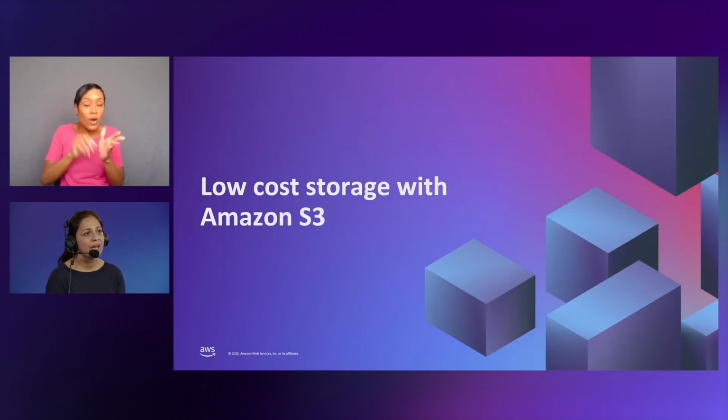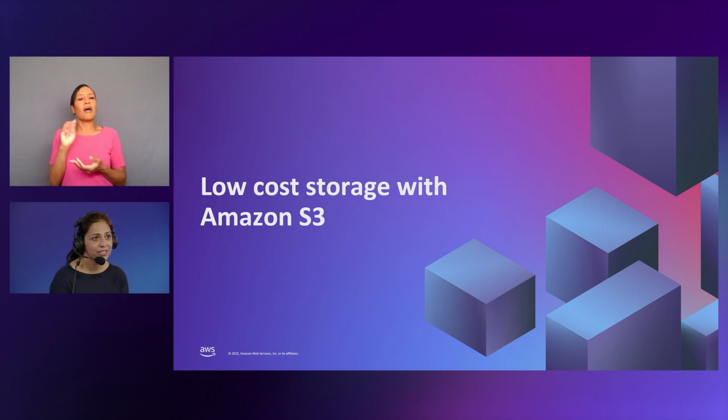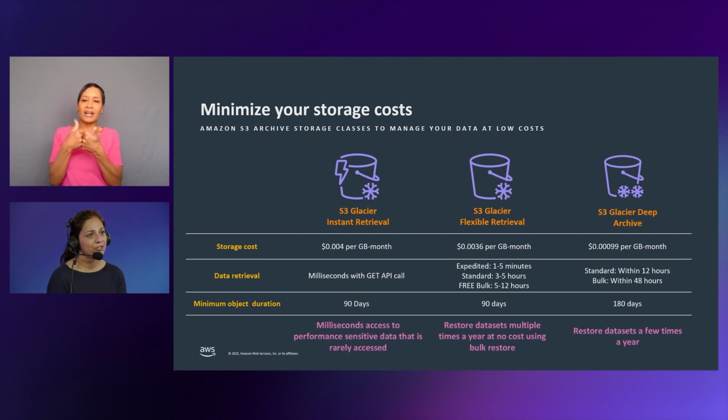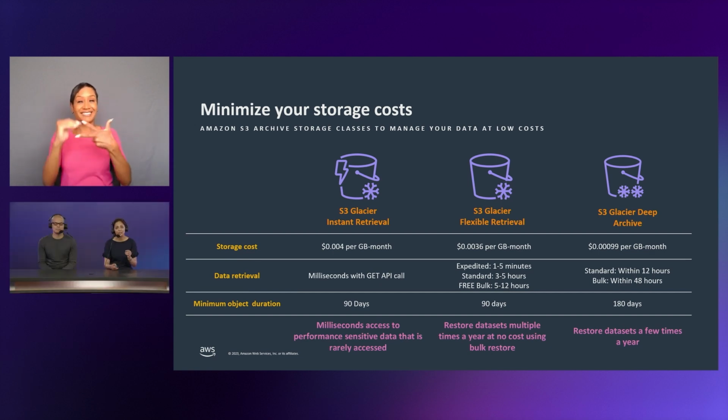Now let's talk about how Amazon S3 overcomes both of these challenges by providing world-class archive storage. Amazon S3 offers three archive storage classes, which are Amazon S3 Glacier Instant Retrieval, Amazon S3 Glacier Flexible Retrieval, and Amazon S3 Glacier Deep Archive. Now, oftentimes our customers ask us, what is the right storage class for my data? The answer to that question depends on a careful evaluation of your retrieval needs, your retention duration, and your storage cost considerations. Let's take a few examples.